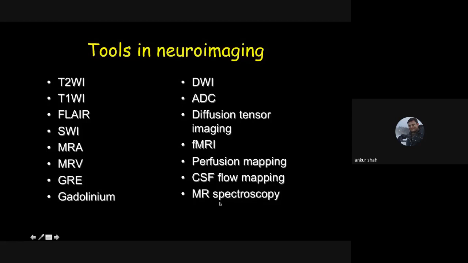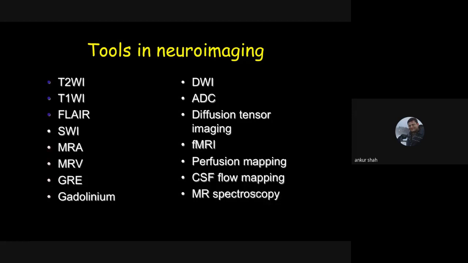So it is important for us to know what we are looking for so that we can plan our sequences accordingly. We can't do all this in each and every patient, because otherwise the patient has to lie down in the MR machine for more than 1 hour, which is not possible. So there are some basic sequences like T1, T2 FLAIR, the diffusion weighted ADC, the SWI, which we take for every patient. Then the other sequences like angiography, venography, the perfusion or CSF flow mapping or spectroscopy, they can be obtained as per the requirement of the patient.